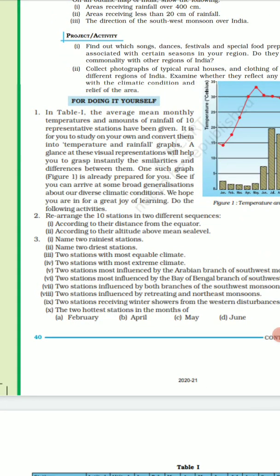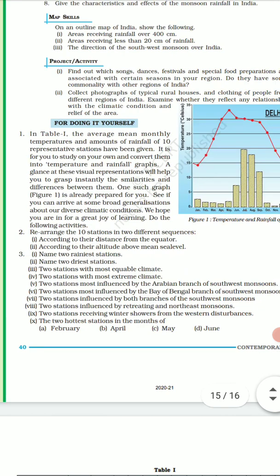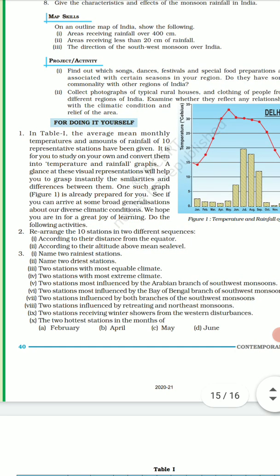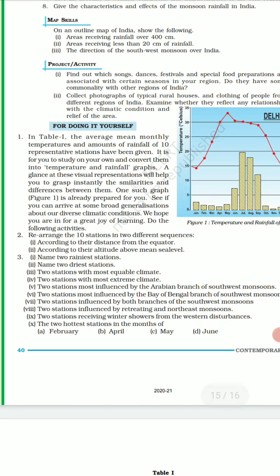Then 2 stations with most equable climate. Now, equable, how will you find out? When you get the range. So, first of all, you have to calculate the range for that. Same extreme. Then, these all exercises, please you do. That is Arabian Sea branch. From which places are getting from Arabian Sea branch? Bay of Bengal branch, right? These questions, you please do this.